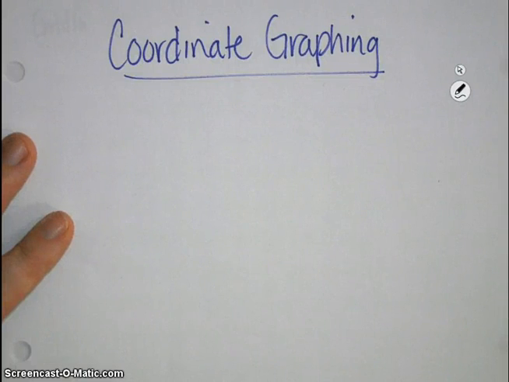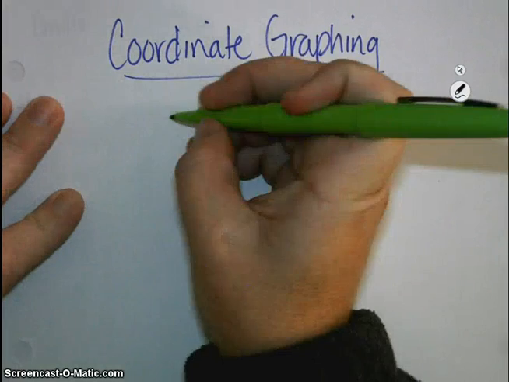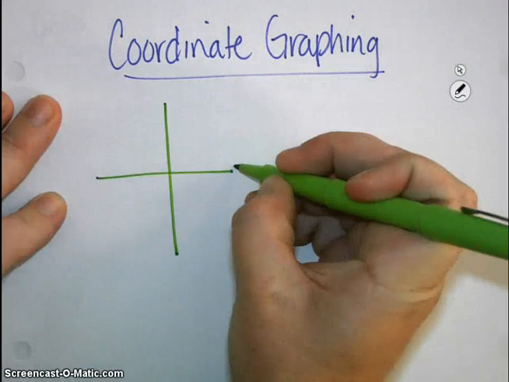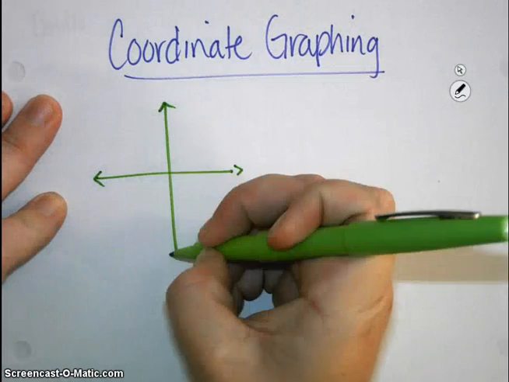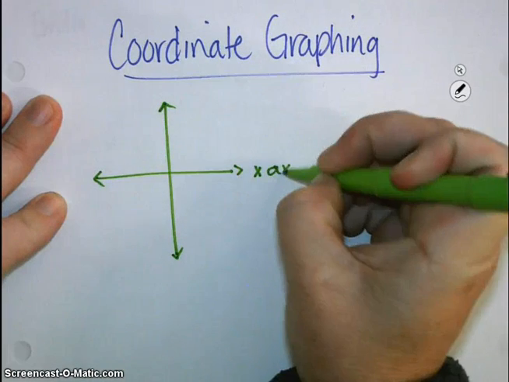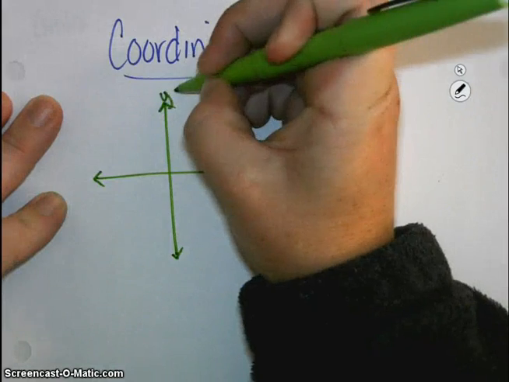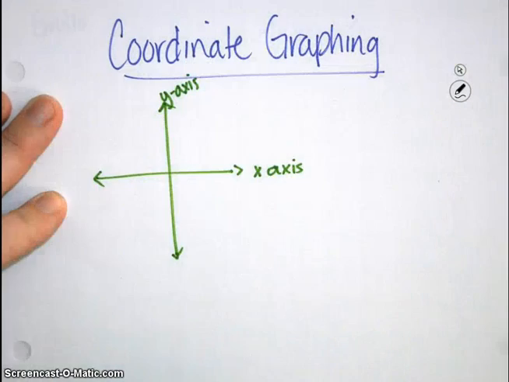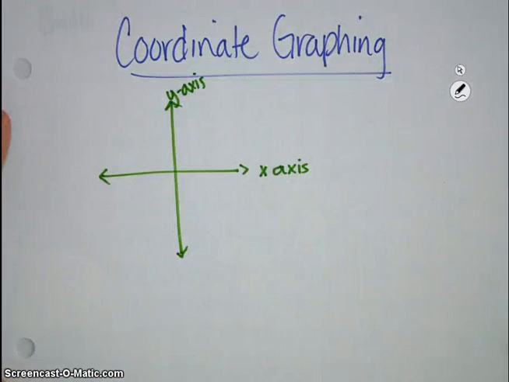So today we're going to go over coordinate graphing. In our coordinate graphing, we have an x-axis and a y-axis. So we're going to label them. And then we're going to talk about the different quadrants.